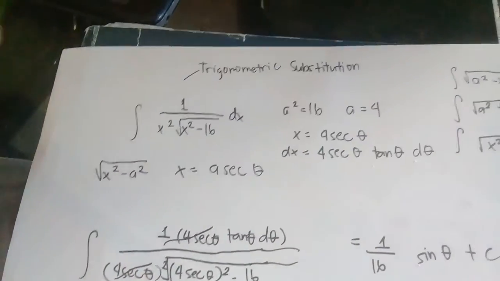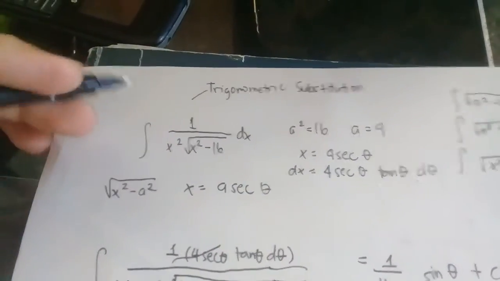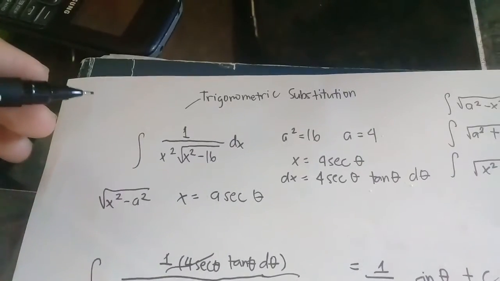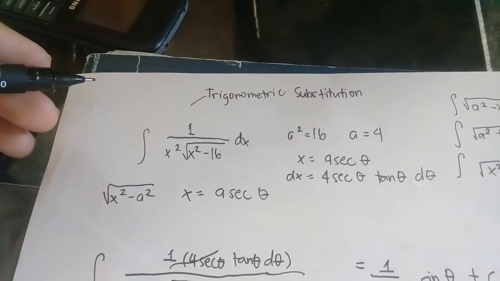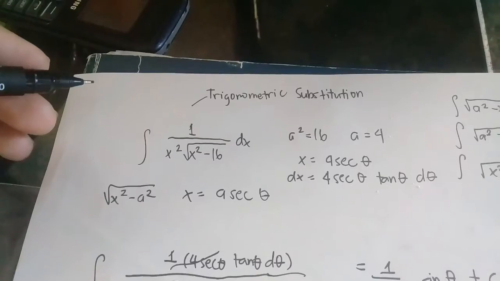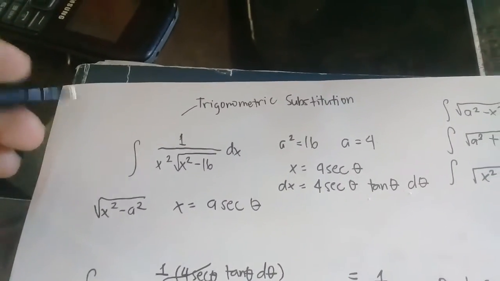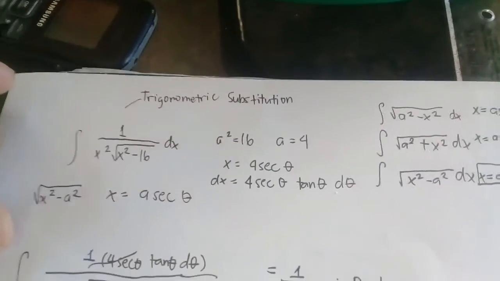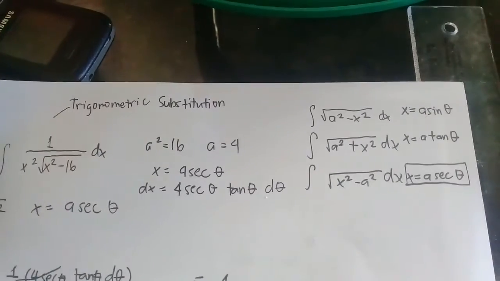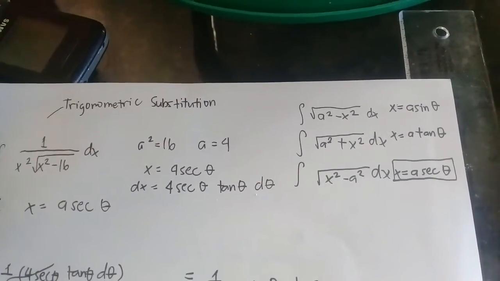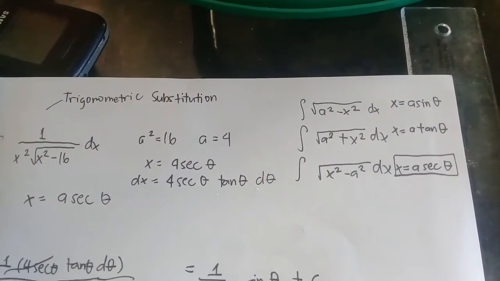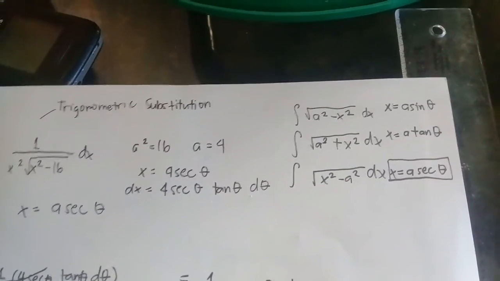Good morning, everyone. Our topic for today is trigonometric substitution. So our example here is the integration of 1 over x squared times the square root of x squared minus 16 dx. In this example, we have to use the trigonometric substitution formula, which is the integration of x square root of x squared minus a squared dx.